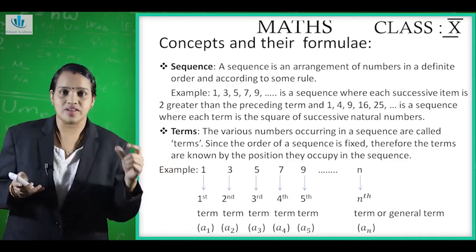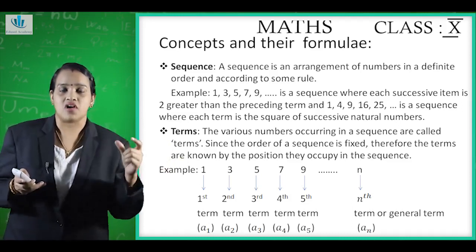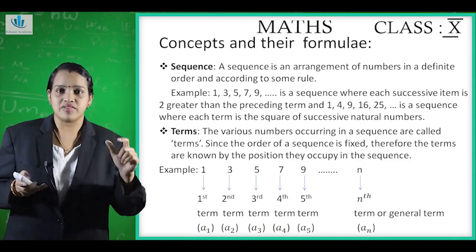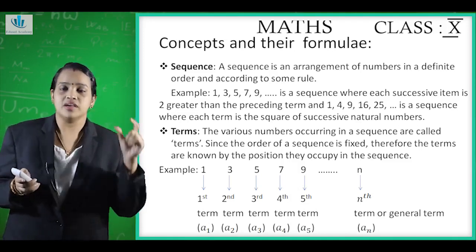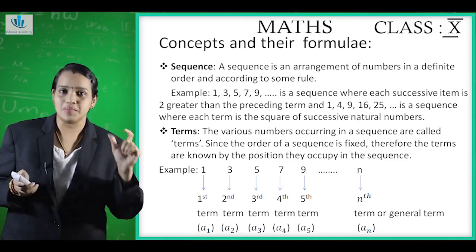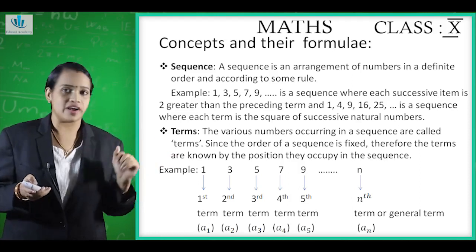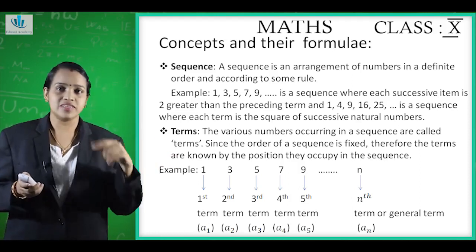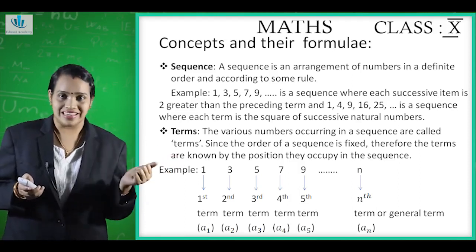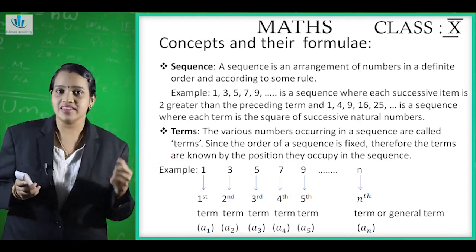Now in this sequence, the various numbers are called terms. That means each number has a certain position, and each number occupies a certain place in a sequence. So they are called terms. Now we will take the example which we have taken in the sequence: 1, 3, 5, 7, 9.